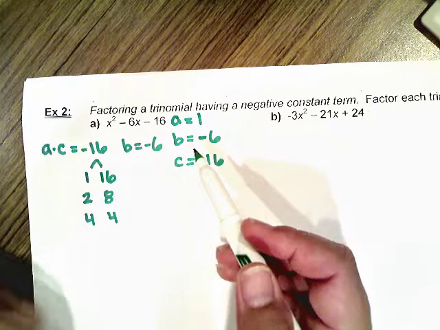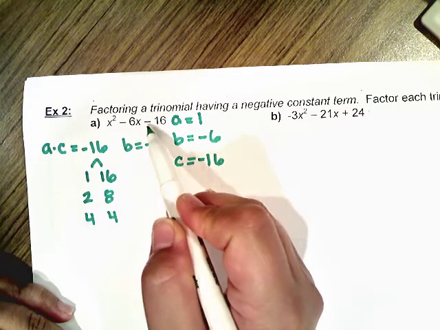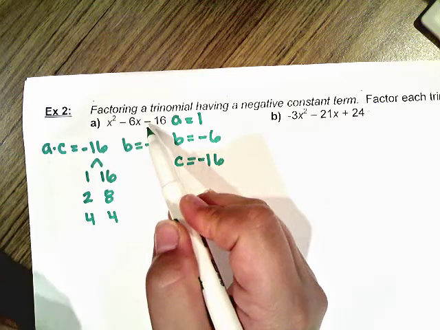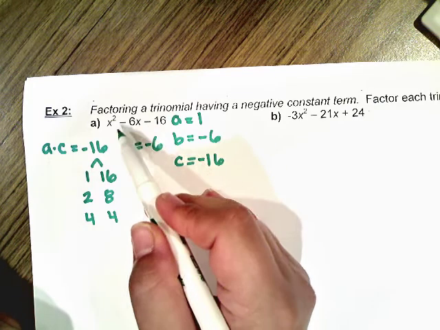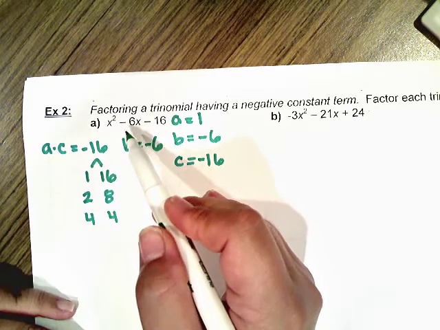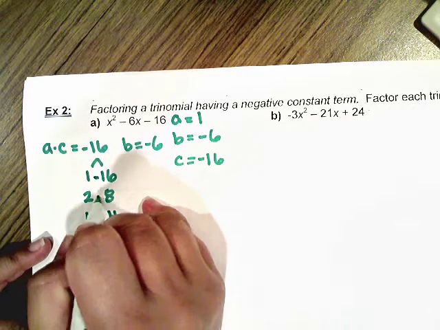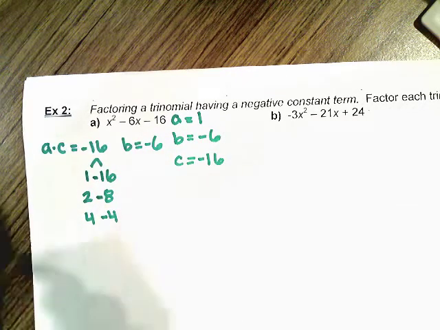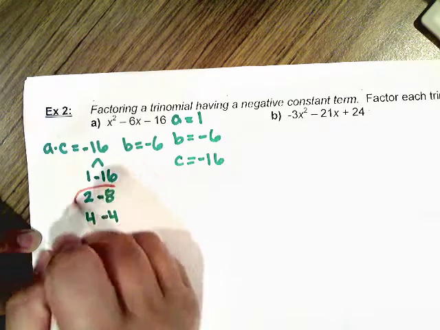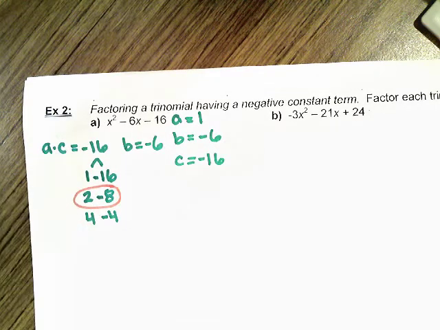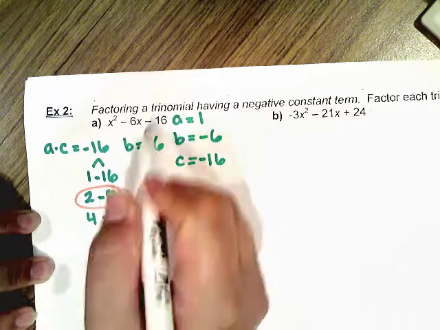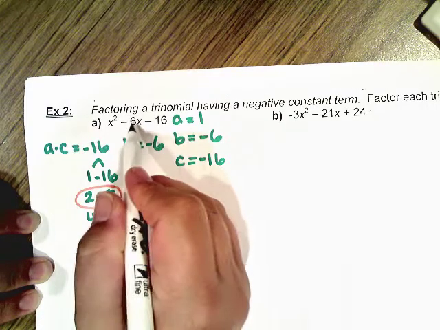Again, we want to look at our signs. Because this is negative, we know that our signs are going to be different. And the larger number is going to match the sign of B, so the larger number is going to be negative. So I'm just going to drop a negative down that whole column. And which one of those pairs will add up to give us negative 6? 2 plus negative 8. So to work with this, we will use the 2 and negative 8 to expand that negative 6.